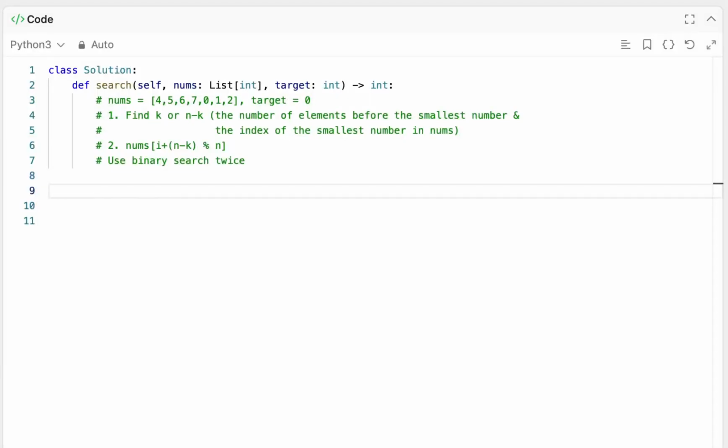So let me find n minus k first, right? Let me just execute this and test it with this example. To find k, what I did was compare 4 and 2. If 4 is strictly superior to 2, then I divide by 2 the length, that is 7. 7 divided by 2 is 3. So I get this one. This is still bigger than 2, so I choose this one.